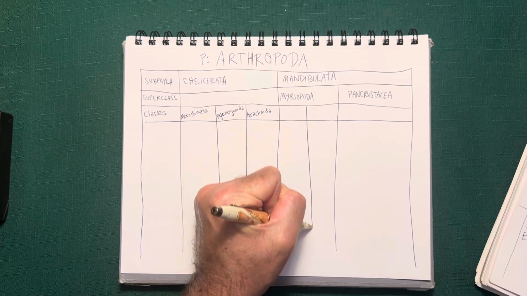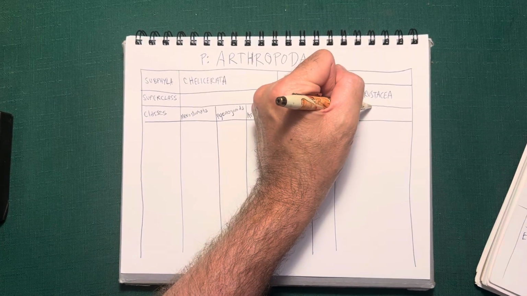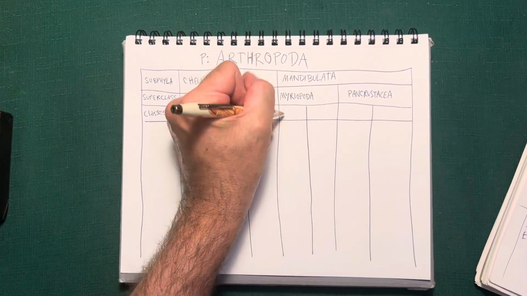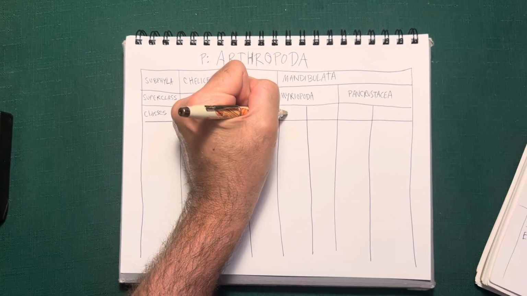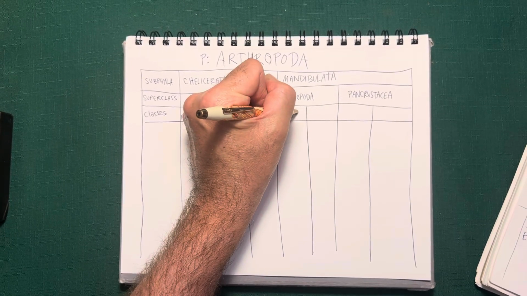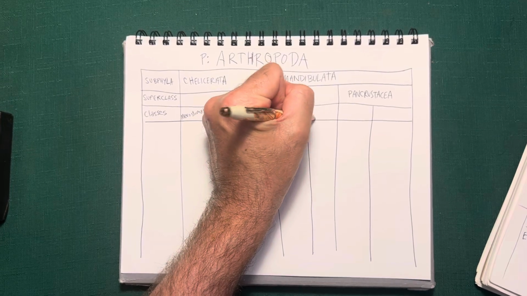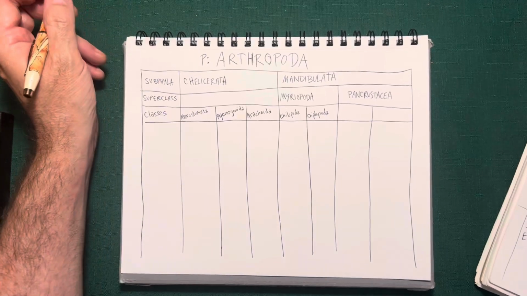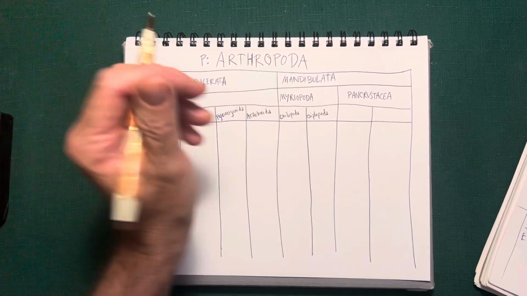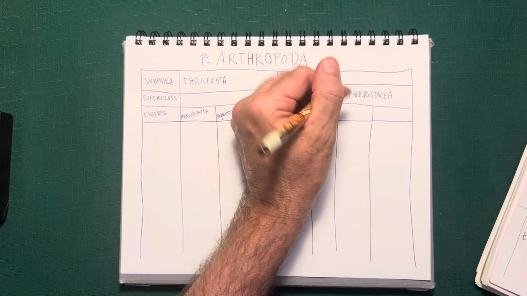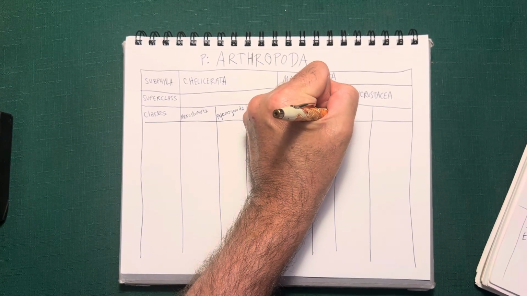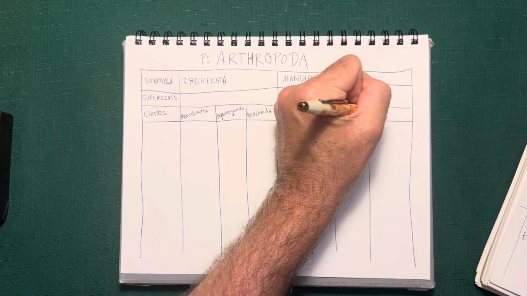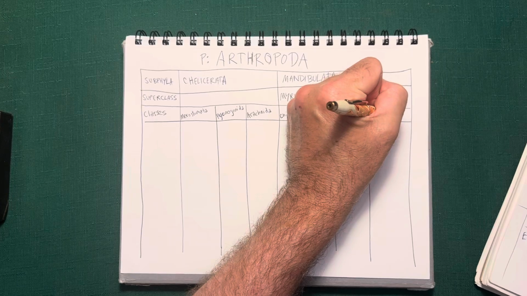Within the Myriapoda, we're going to have 2 classes. Within Pancrustacea, we're going to have 2 classes. Within the Myriapoda, we've got Chilopoda and Diplopoda or Diplopoda, depending on who's saying it. Then within Pancrustacea, we've got the Crustacea, and we've got Hexapoda.